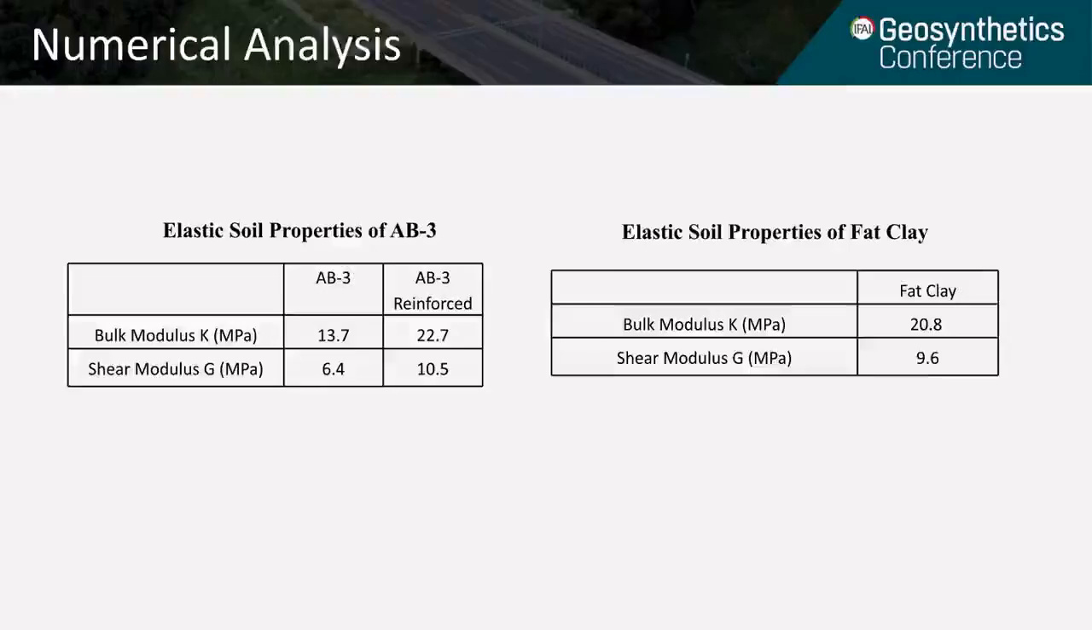The reinforcement base core stiffness was calibrated by the measured plate settlement at the surface. This resulted in a bulk modulus of 22.7 megapascals for the reinforced condition and a bulk modulus of 13.7 megapascals for the unreinforced condition.